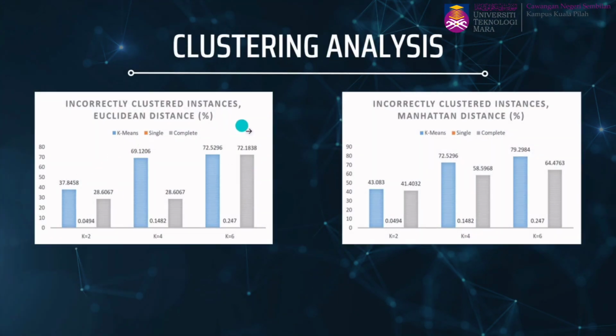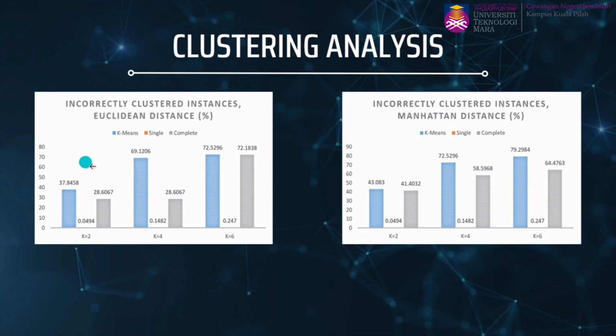Now, in clustering, we would want the best model to use for the clustering, which is where clustering analysis comes into play. Once we've done all of the clustering methods, which are k-means, single, and complete hierarchical in both Euclidean and Manhattan distance on k equals 2, 4, and 6, we will take the values of the incorrectly clustered instances in percentage and make a graph to compare between those two.